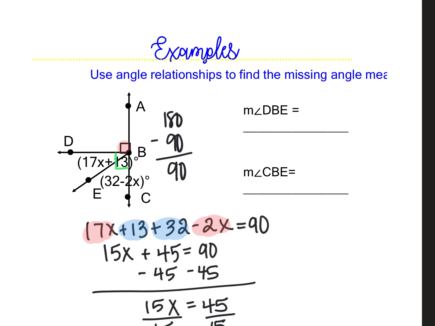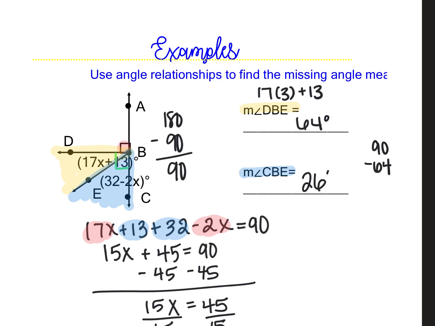Again, we are going to plug things back in. So DBE is this top angle. So I'm going to take my 3 and plug it back in. So 17 times 3 plus 13 is 64. And then the second angle, CBE, is here. And since we know that those have to add up to be 90, I can just do 90 minus 64, which is 26.